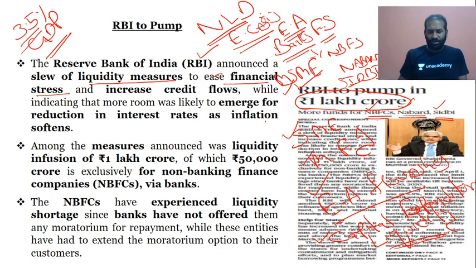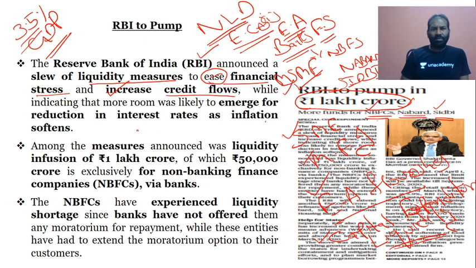So that is the main intention of the RBI, to make sure that they go ahead with different measures to pump liquidity into the market. Why? To ease the financial stress, so that it will be relieved, and also the RBI wants to increase the credit flows. That means, as I was talking about capital expenditure, the credit has to be increased.